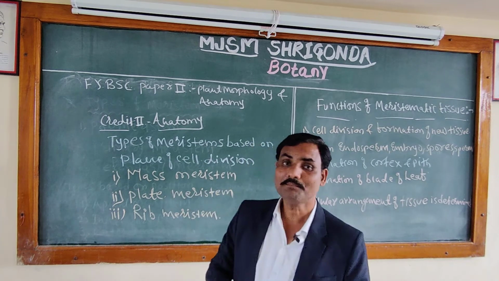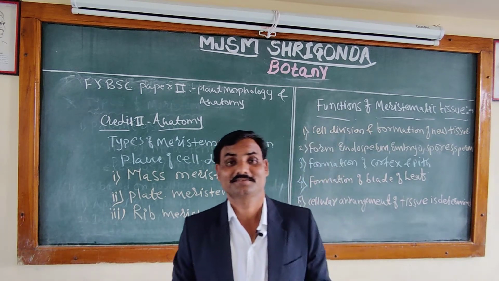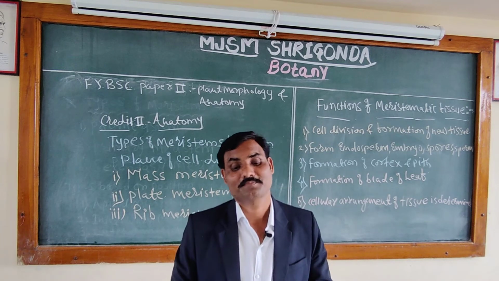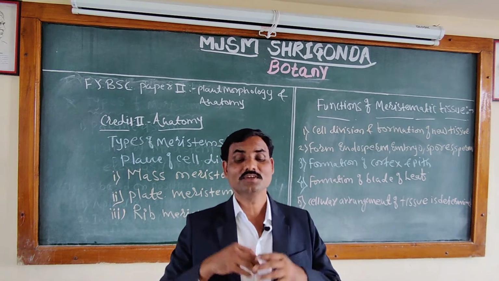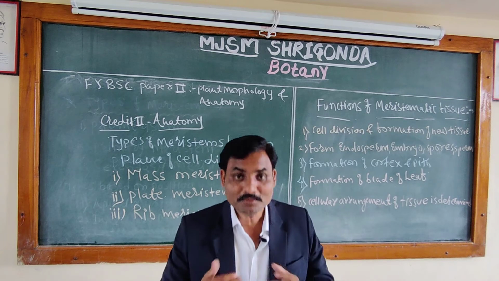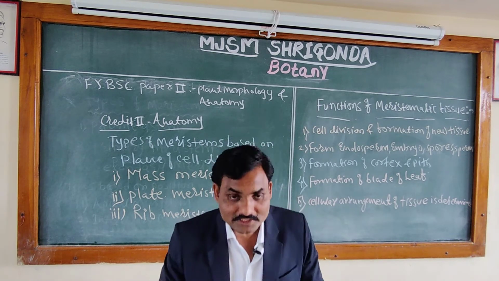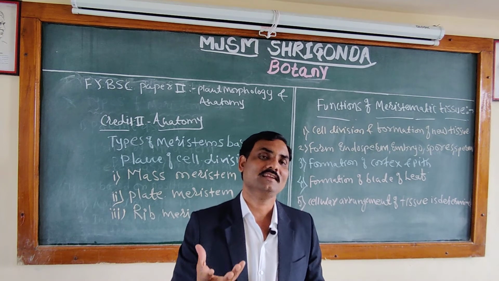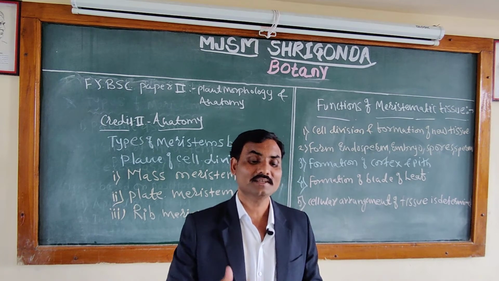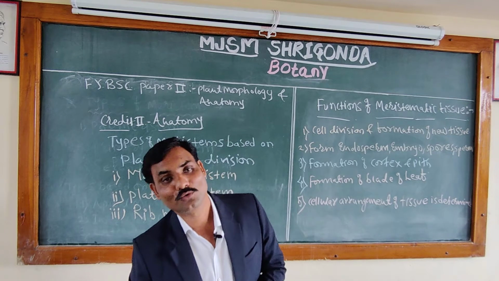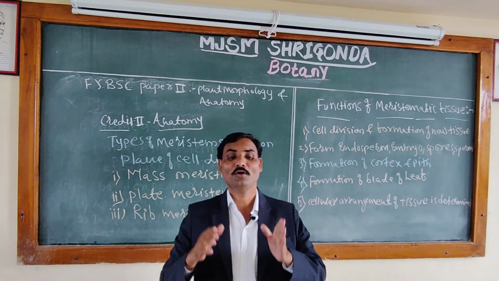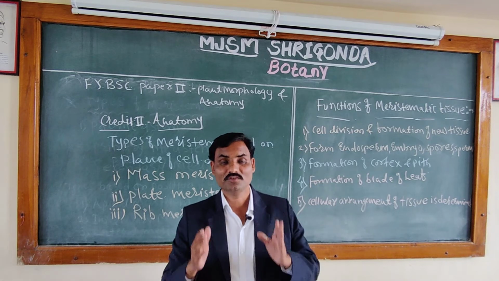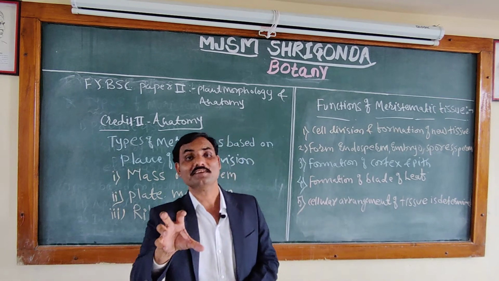Which are the different examples? Pith formation. When the amount of pith increases, amount of cortex is increased, amount of endosperm is increased, amount of sporangia increases, the mass of that cells or tissues or that plant will grow, and therefore that type of meristem is called mass meristem.